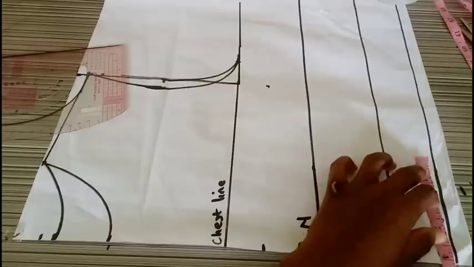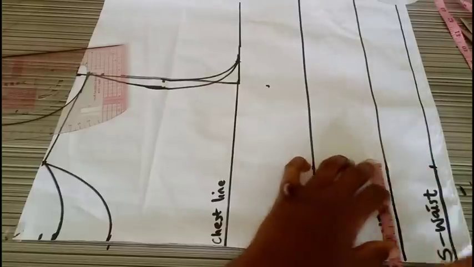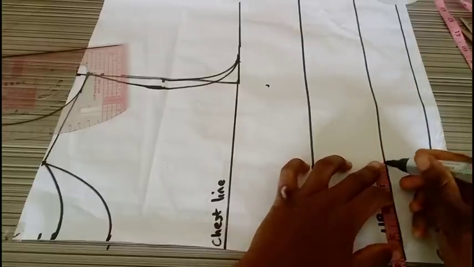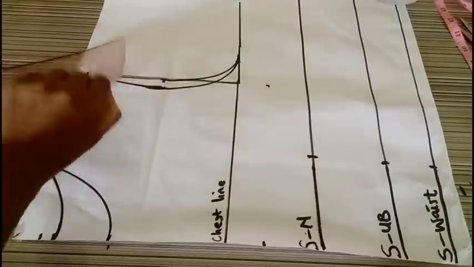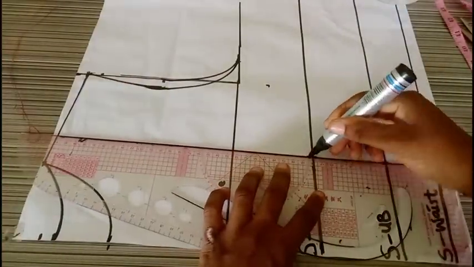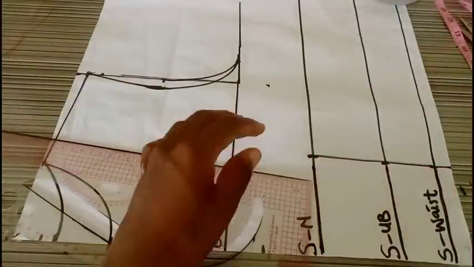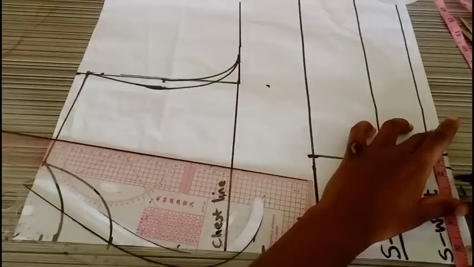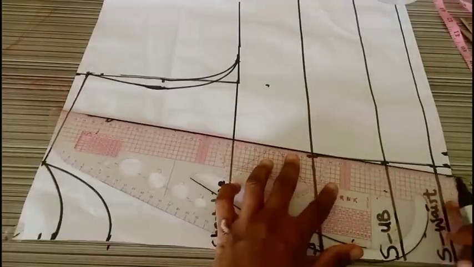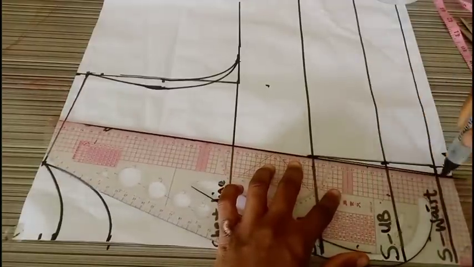So you need your nipple to nipple measurement at this point. You have to insert your nipple to nipple measurement divided by 2 on your shoulder to waist line, your shoulder to nipple line, your shoulder to under bust. And I'm just going to be making a waist dart. So I'm going to be taking 0.5 inch on both sides in order for me to be able to create a waist dart.